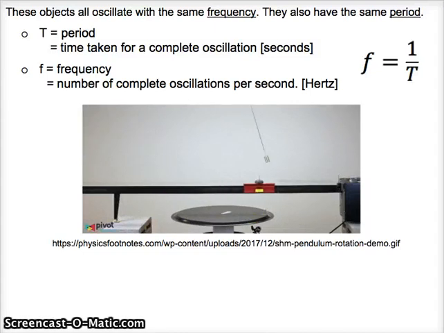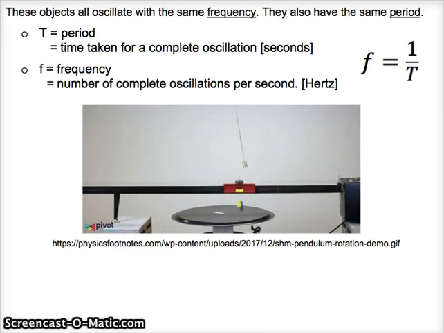This video shows three different motions that are different and yet very similar. The pendulum on top, the cart being pulled back and forth by springs, and then the object moving around on a turntable. They all make the same number of oscillations per second, or another way of thinking about it is that they take the same amount of time to make just one oscillation.